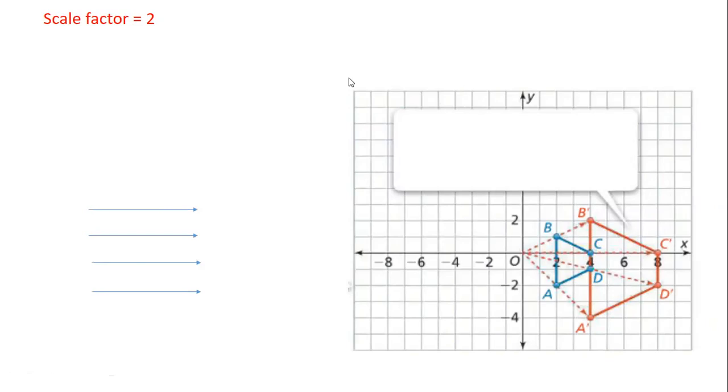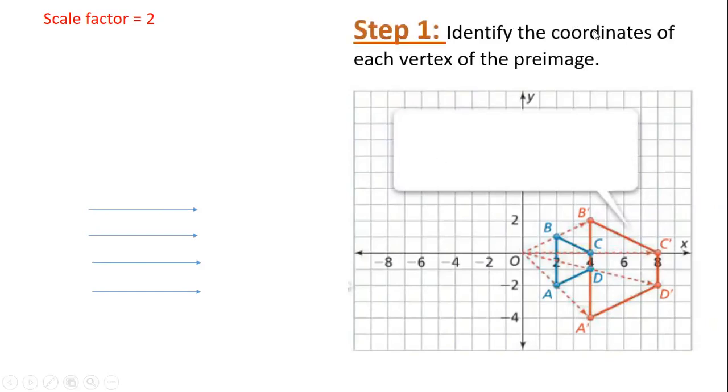The first step here is going to be finding the coordinates of each vertex of the pre-image. What do you mean by finding the coordinates of the vertex of the pre-image? It means finding the points. Which point? Like A, it's 2 and negative 2. Very good. So here, for the first step, we find the coordinates of each vertex of the pre-image, which is A, B, C, and D.